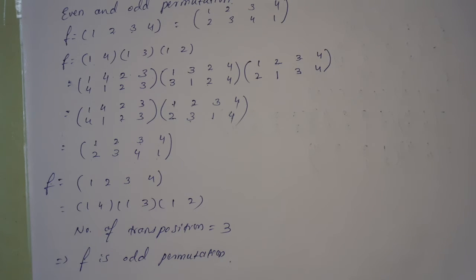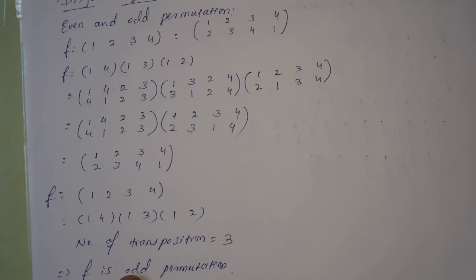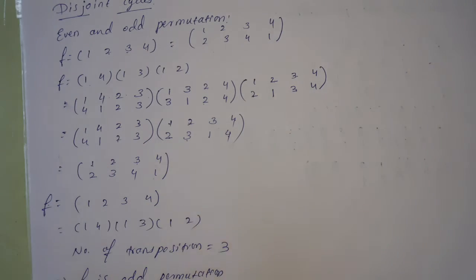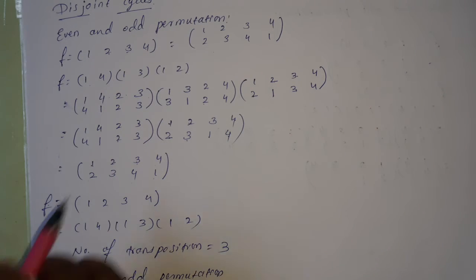So this is the way to check whether the given permutation or given cycle is even or odd. If the permutation is given, then we have to write that as disjoint cycles, then go on writing the transpositions for them. When the given permutation is a cycle, we can easily decompose that as the product of transpositions.